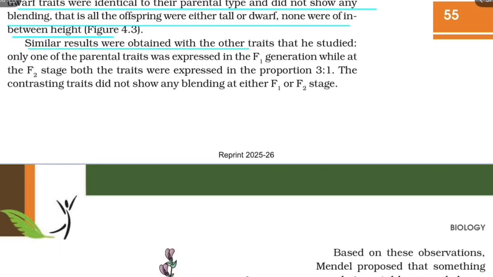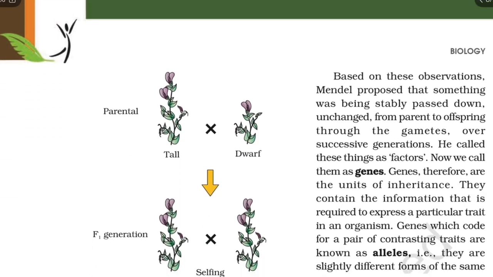Similar results were obtained with the other traits that he studied. Only one of the parental traits was expressed in the F1 generation, while at the F2 stage both the traits were expressed in the proportion 3:1. The contrasting traits did not show any blending at either the F1 or F2 stage.